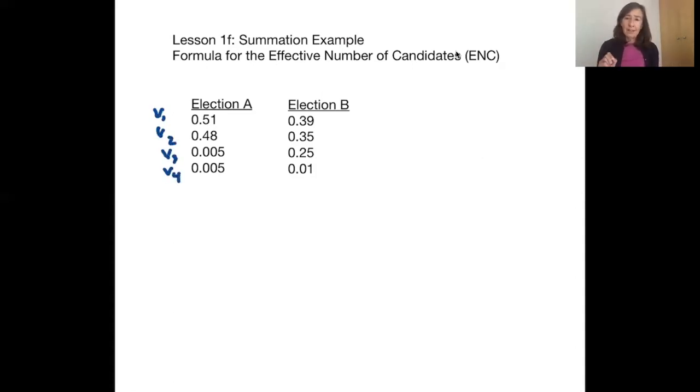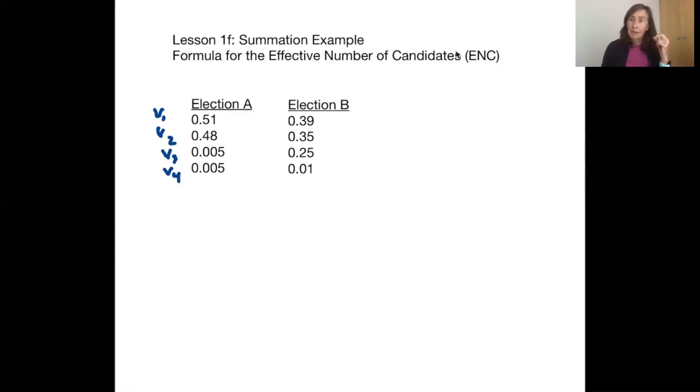So both of these elections have 4 candidates on the ballot. In election A, the top candidate got 51%, the next candidate got 48%, and then there were 2 candidates with hardly any vote share. Election B, the top candidate got 39%, then 35%, then 25%. The last candidate got 1%. So 2 things to notice about this.